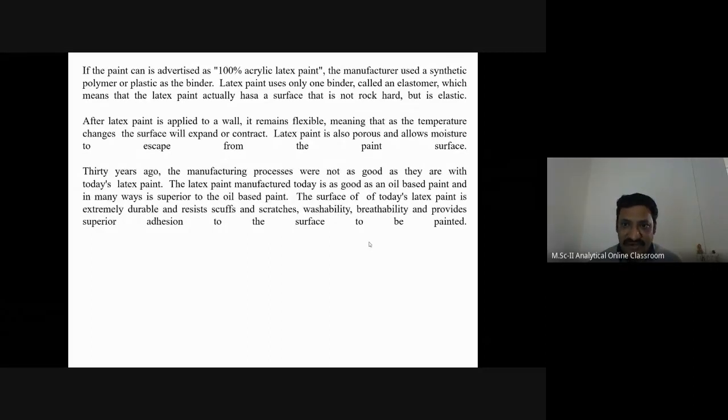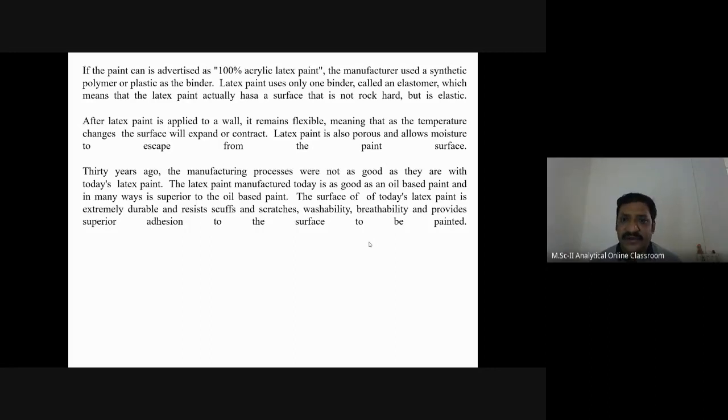If it is an elastomer, then it is not hard on the surface. It does not bind hardly on the surface. It is elastic. And if you apply such a type of latex paint, what happens? It remains flexible. Means what? If temperature increases, it becomes loose. If temperature decreases, it becomes hard. So it depends upon the temperature changes. And the surface on which you apply the latex paint will expand or contract depending upon the temperature.